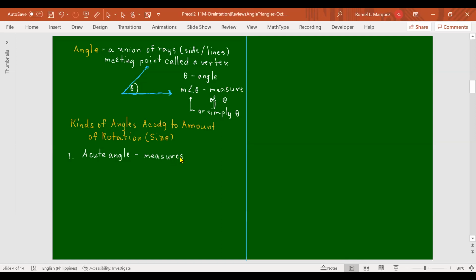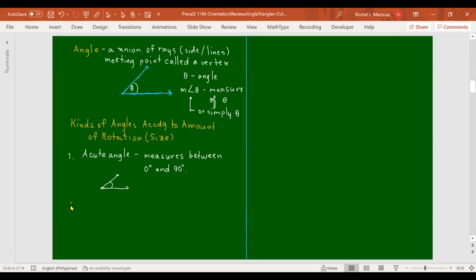Wait, ako po ba? It measures less than 90, between 0 and 90 degrees po. Okay, very good. So this is an example of an acute angle, no? So the measure is between 0 and 90.